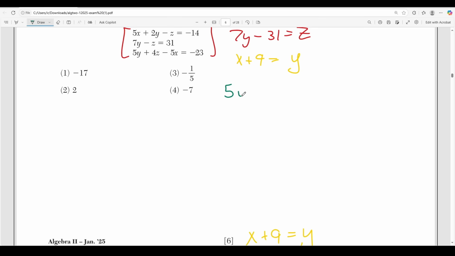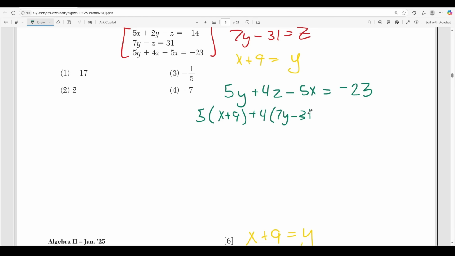I have 5y plus 4z minus 5x is equal to negative 23. I know that 5y, well, that's just 5 times x plus 9, because that's what y is equal to. 4z, I know that's 4 times 7y minus 31. And minus 5x, well, that's what I'm about to solve for. And this is equal to negative 23.